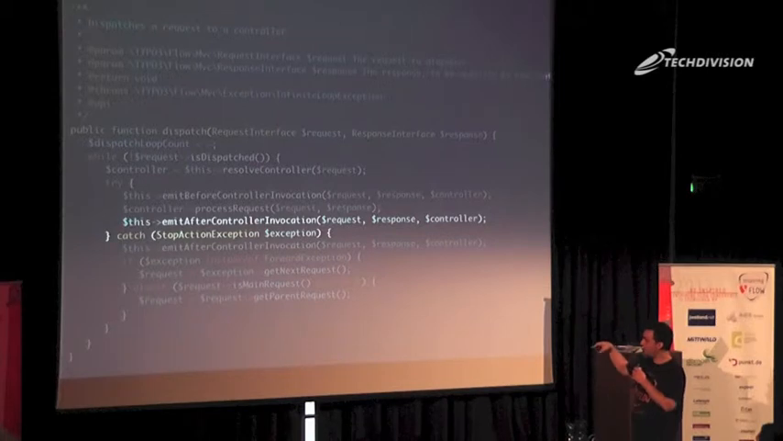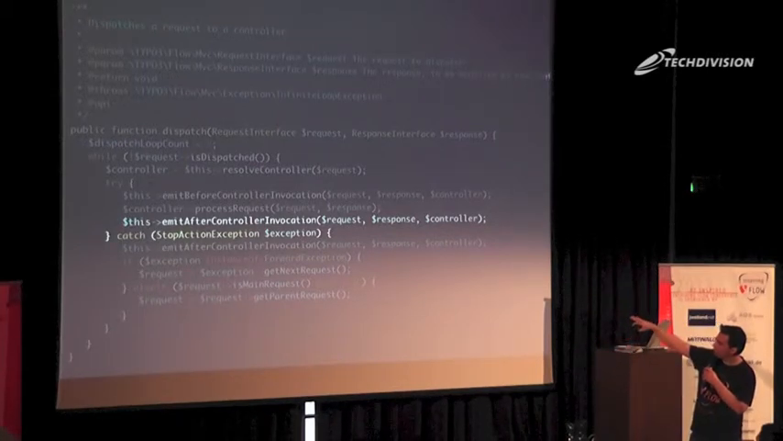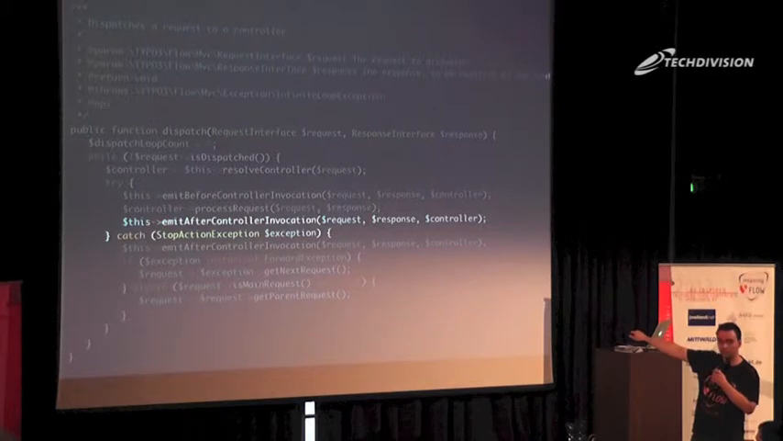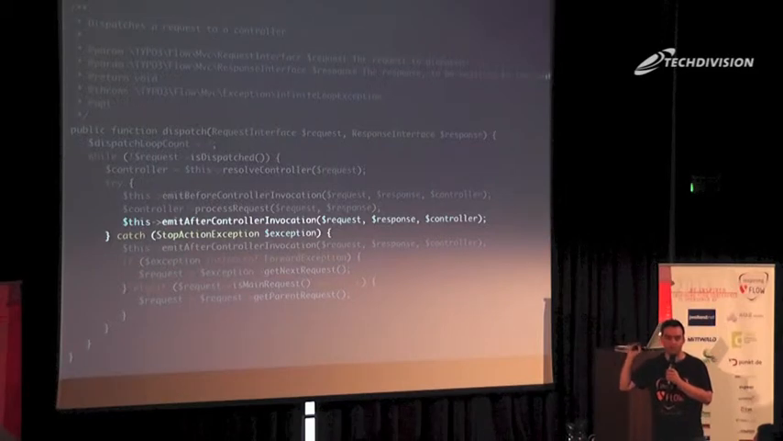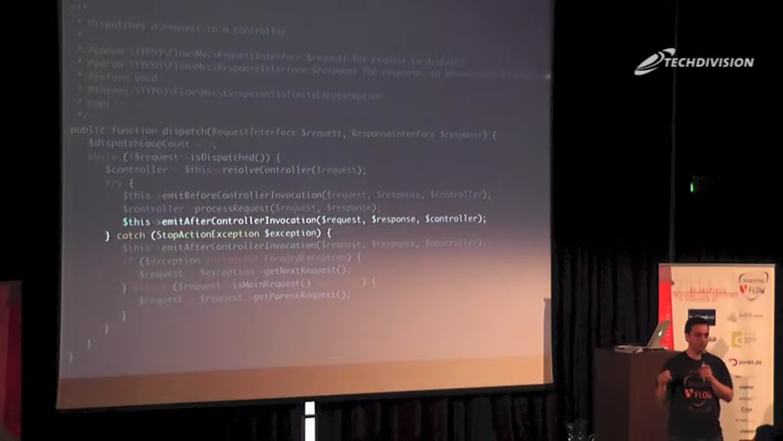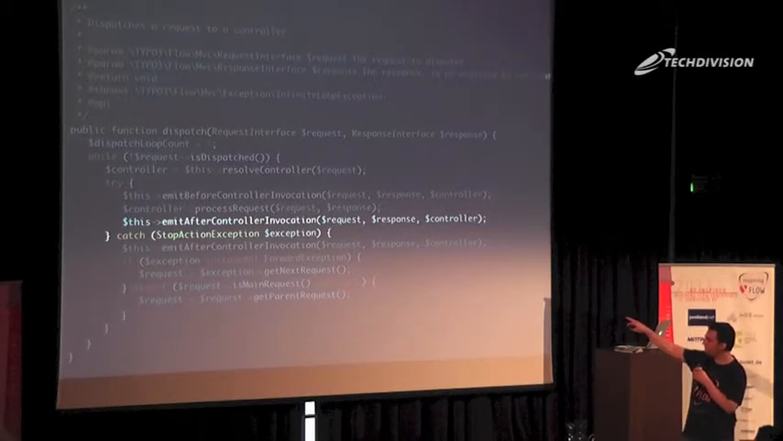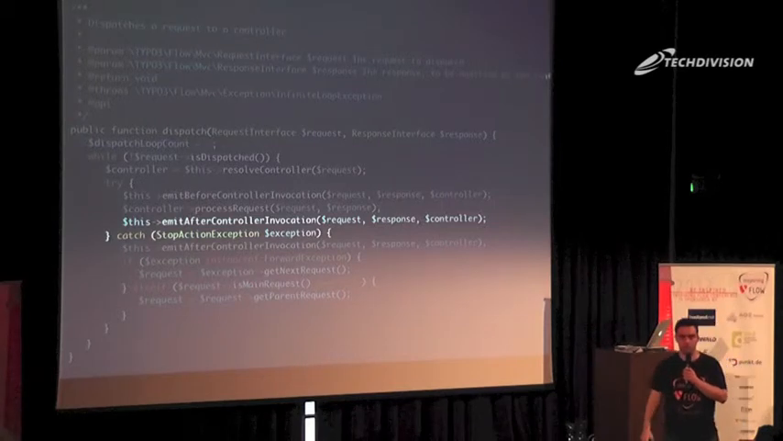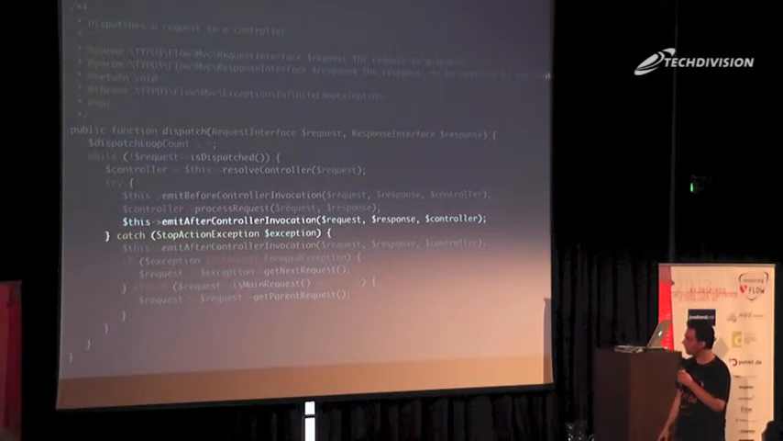And then it goes back again to the dispatcher. By the way, every time you see something like this, emit after controller invocation, this means there's a signal which is sent, and you can hook into that signal. You could subscribe to it like to some event. So you could create some custom code which is called every time, for example, when the controller has been executed here. And there are some other signals in the system, of course.